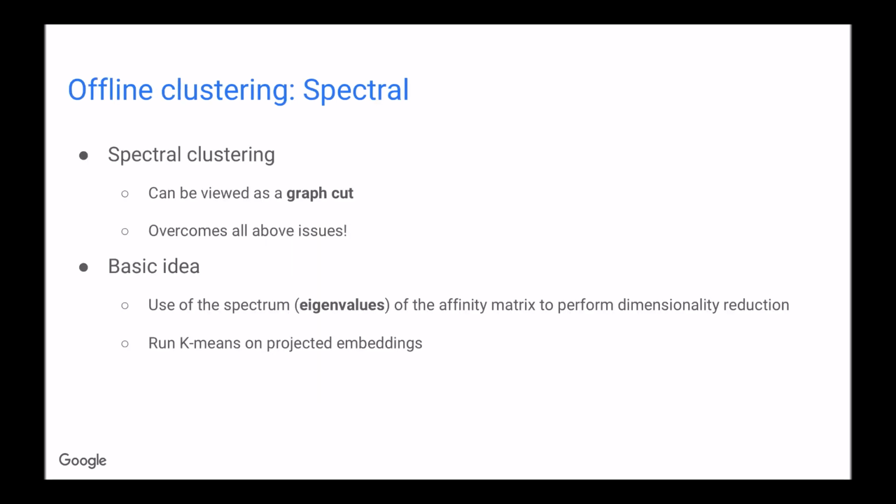Because of the disadvantages of k-means, we decided to use spectral clustering. Spectral clustering can be viewed as a graph cut, and it overcomes all the above-mentioned issues of k-means. The basic idea is that we first compute an affinity matrix of the embeddings. Then we use the spectrum based on the eigenvalues of this matrix to perform a dimensionality reduction of the embeddings. Then we run k-means on the projected lower dimensional embeddings.